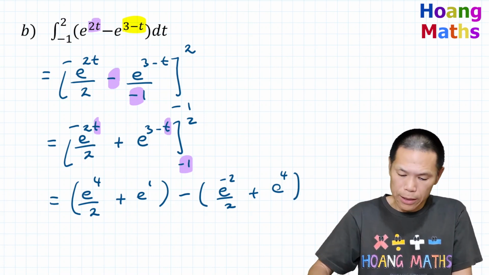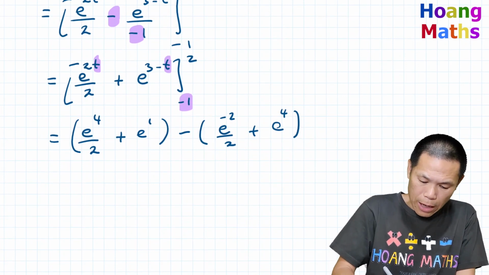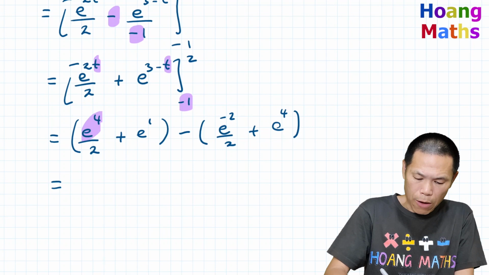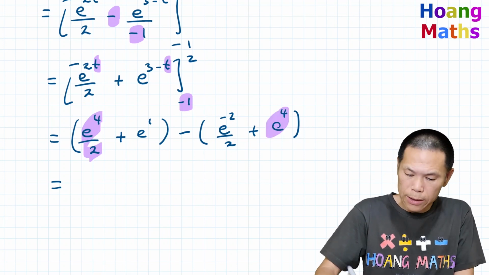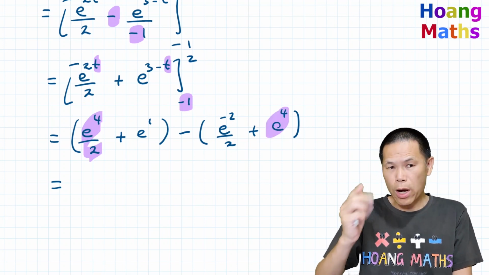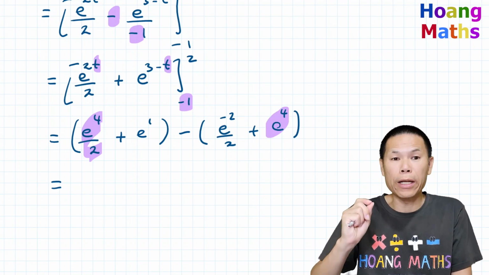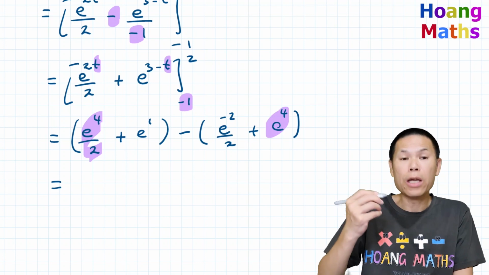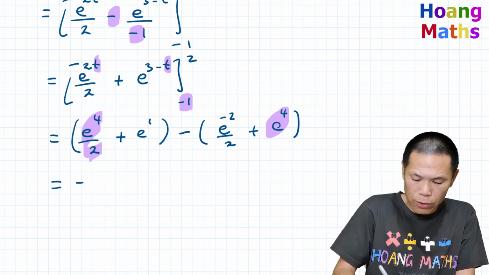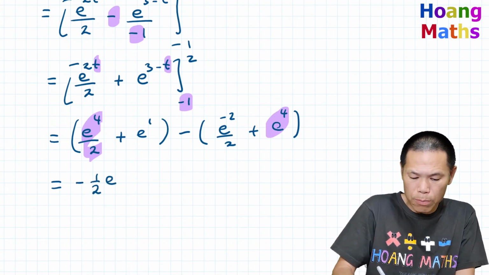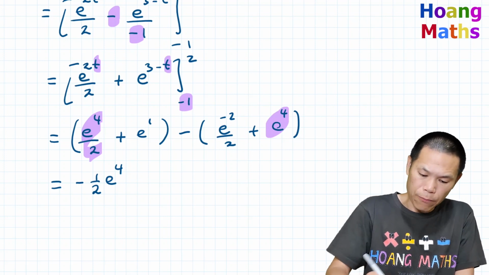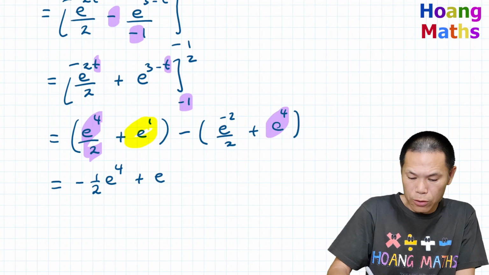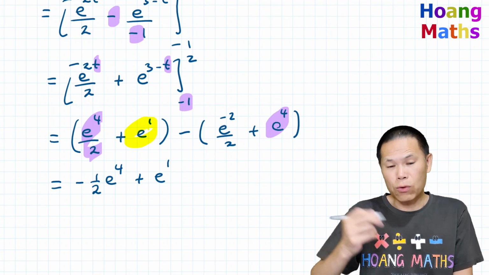I can simplify this a little bit further. This is e to the power 4 over 2, we minus e to the power 4. In other words, a half minus 1, if you like, which is collecting like terms. A half minus 1 gives you negative a half, so we can just write negative a half e to the power 4. And then we have e to the power 1, so we can just write add e to the power 1, or we can just write e.